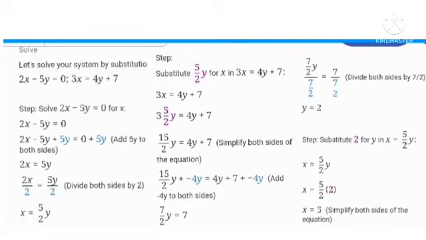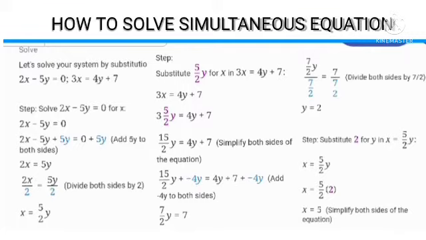In this video, we're going to be talking about how to solve simultaneous equations, and we are going to solve more problems on simultaneous equations. For this one, we are dealing with the equations 2x minus 5y is equal to 0 and 3x is equal to 4y plus 7. Let's solve using the substitution method.